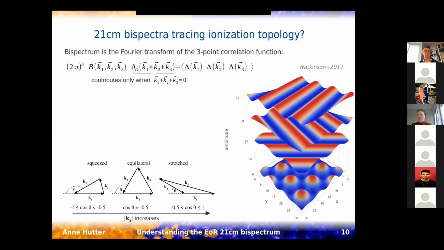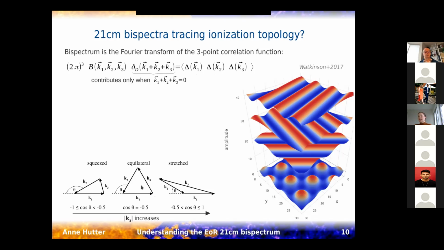So let me remind you: the bispectrum is the Fourier transform of the three-point correlation function. You can see here the definition of the bispectrum. You have the product of the Fourier transforms of the fields for three different k vectors. However, only those combinations will contribute to the bispectrum which form a closed triangle in k space. And down here you can see different triangle configurations.